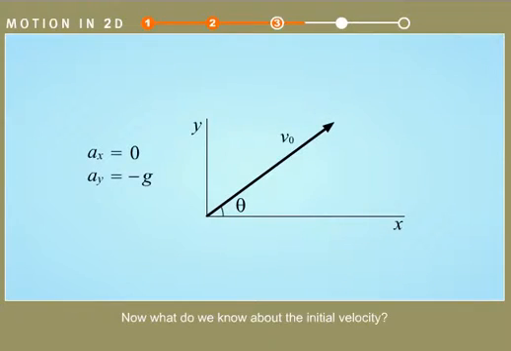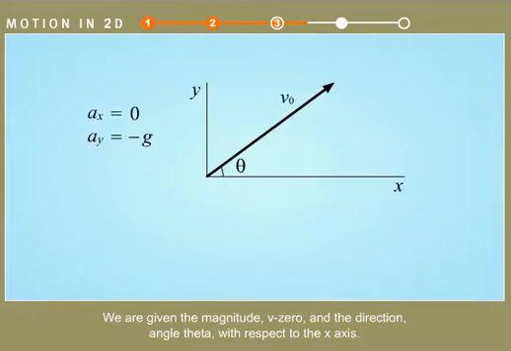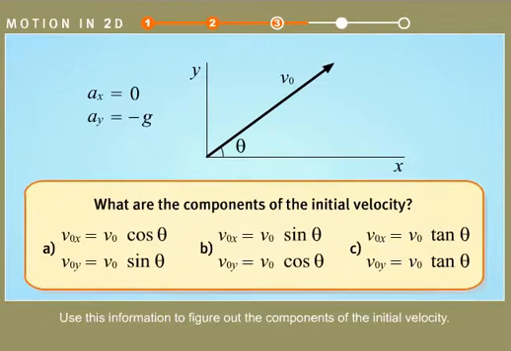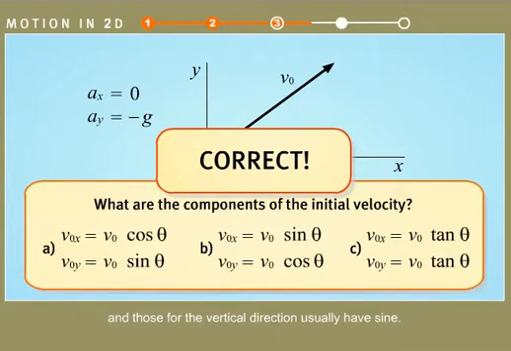Now, what do we know about the initial velocity? We are given the magnitude, v0, and the direction, angle theta, with respect to the x-axis. Use this information to figure out the components of the initial velocity. That's correct. Equations describing motion in the horizontal direction usually involve cosine, and those for the vertical direction usually have sine.